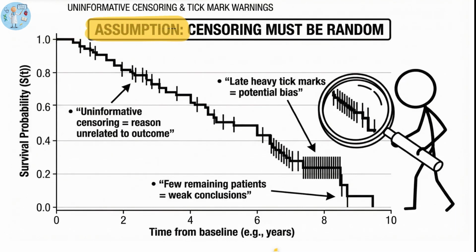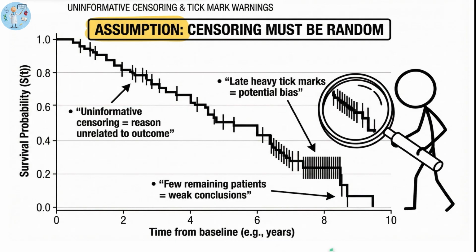Wait, but that feels like we're making a big assumption. If someone moves away in year 2, aren't we potentially biasing the curve? How so? Well, what if the healthiest people are the ones who feel good enough to relocate? Then the people left in the study might be sicker, and the drug could look weaker than it is. How do you guard against that?